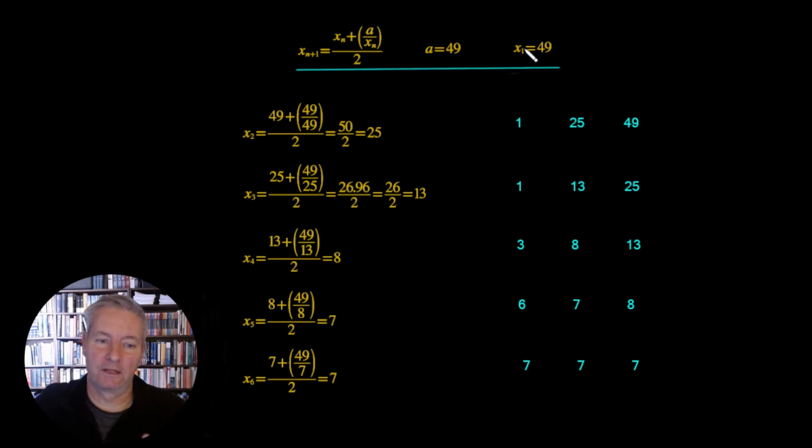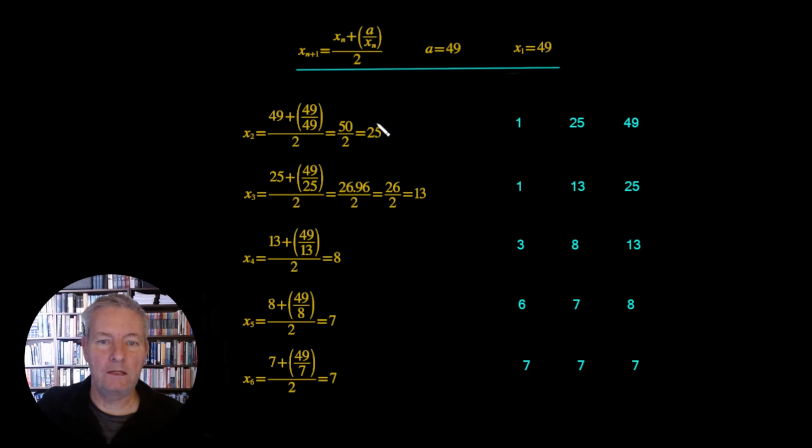Now we know that that isn't the correct answer. The correct answer must be less than that, but it's also got to be greater than the value of 1 in this instance, because we are only doing it with integer values. So we'll put the numbers in. We're going to have x_2 equal to 49, which is just our first guess, plus the value of a, which is the number we want to work out the square root of, which is 49, divided by, again, our guess, which is 49, all divided by 2, which is 50 divided by 2, which is 25.